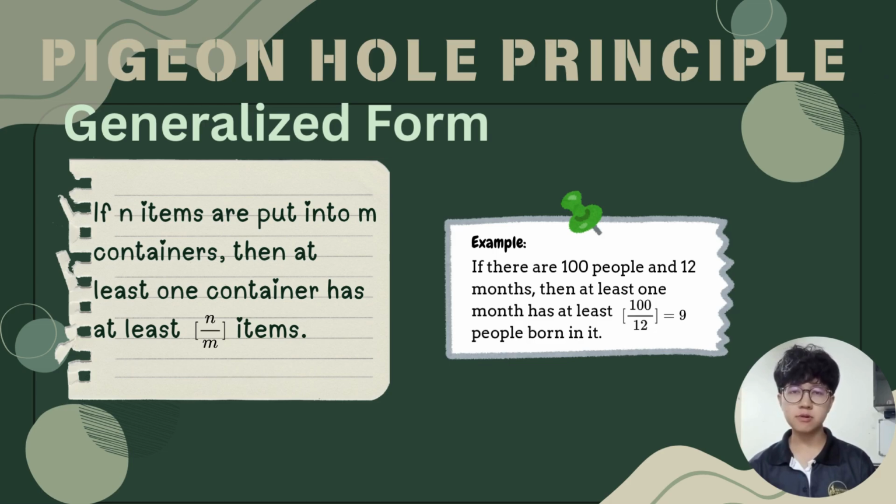There is also a more general form of this principle. It tells us exactly how many items must be in at least one container. If we put n items into m containers, then at least one container has at least n divided by m, rounded up, items. For example, if we have 100 people and only 12 months in a year, we do 100 divided by 12, which is 8.3. When we round it up, we get 9. So at least 1 month will have 9 or more people born in it.